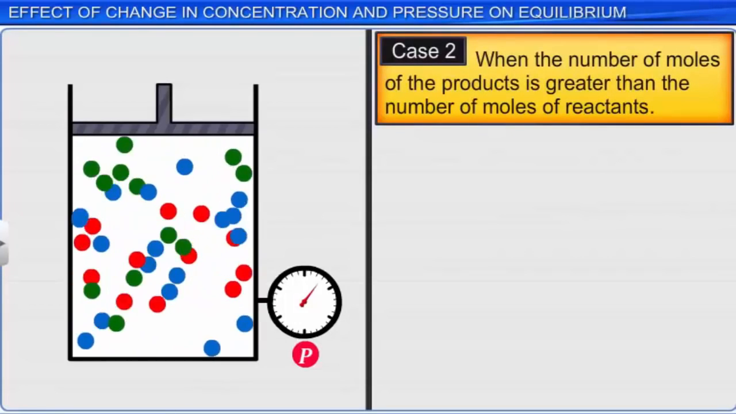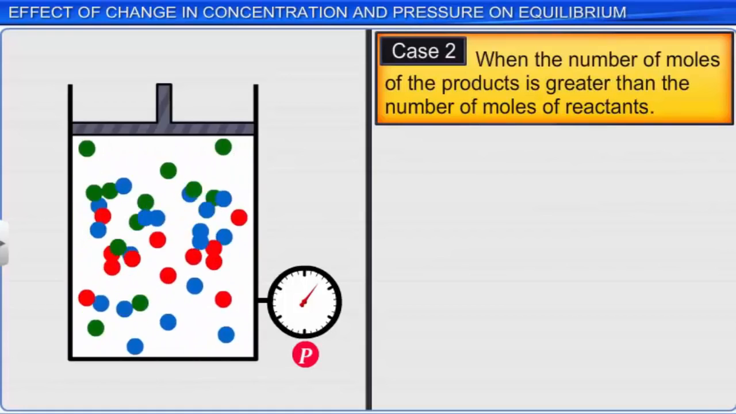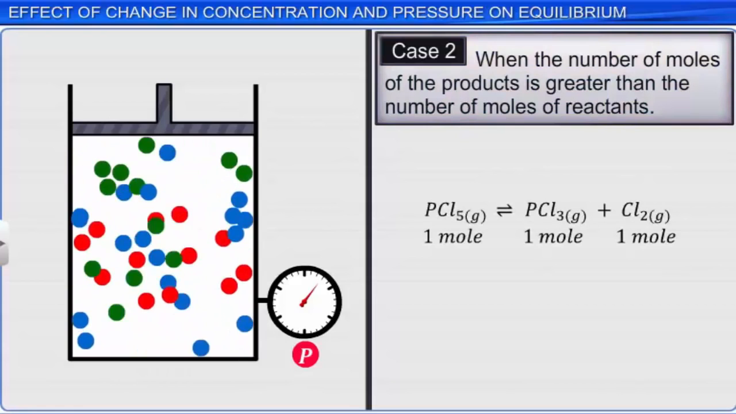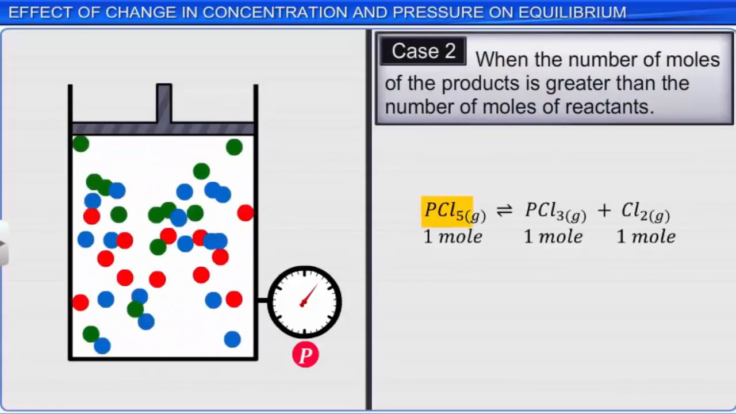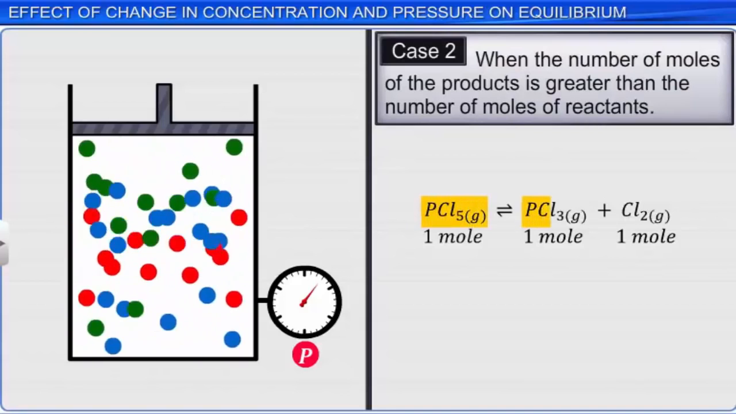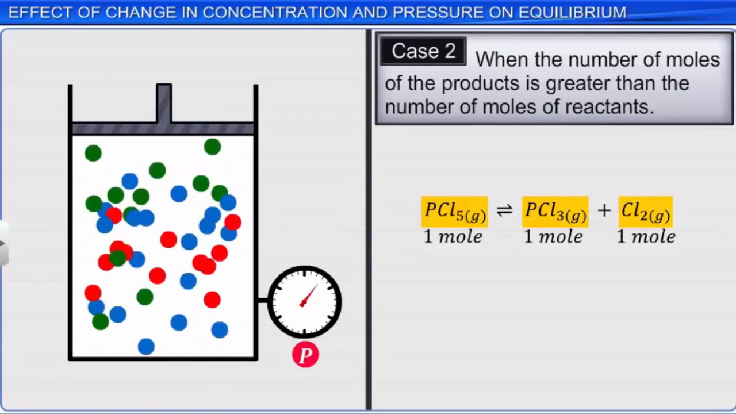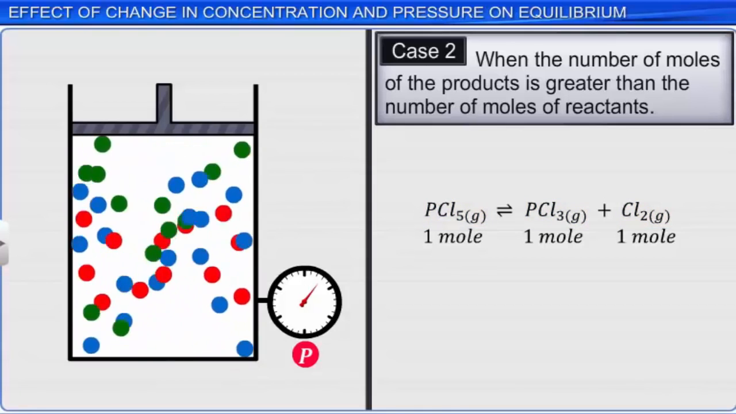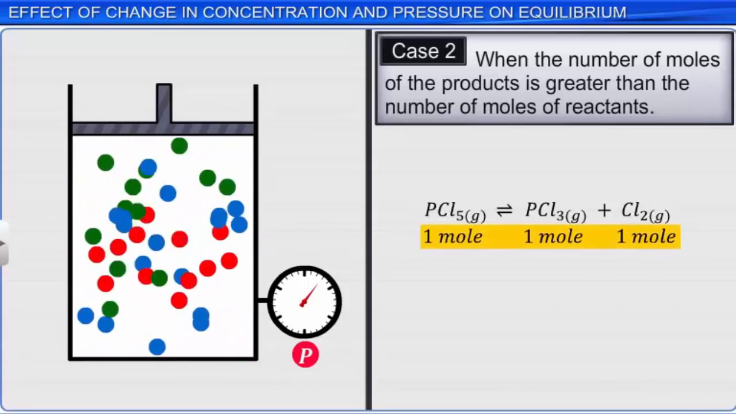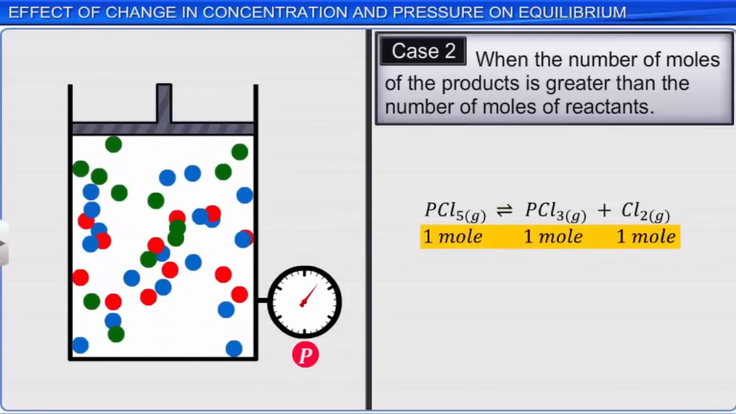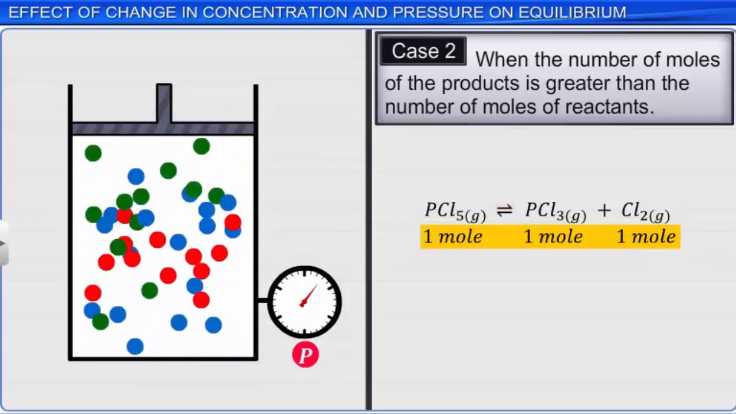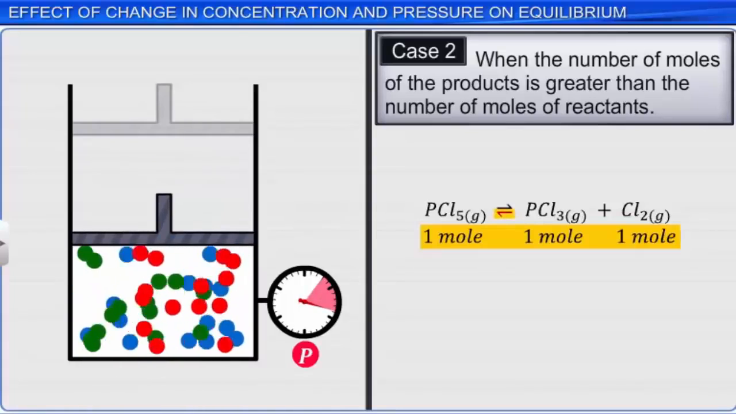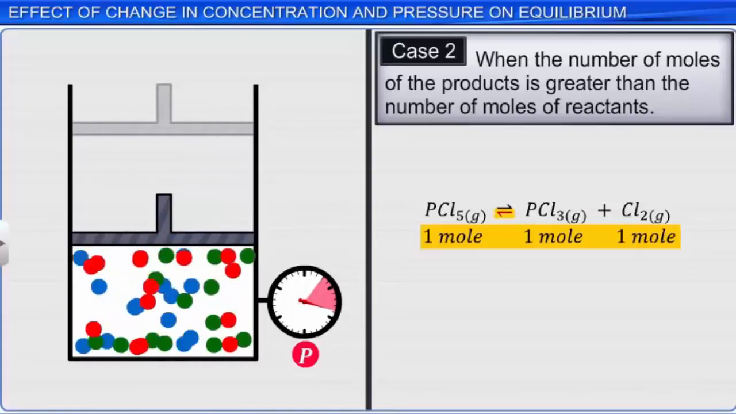Case 2. When the number of moles of the products is greater than the number of moles of the reactants. Consider the gas phase reaction PCl5 in equilibrium with PCl3 and Cl2. What happens when pressure is increased on this equilibrium? In this reaction, the number of moles of gas increases in the forward direction. Hence, as the pressure increases, the equilibrium shifts in the backward direction, which involves fewer moles of gas.